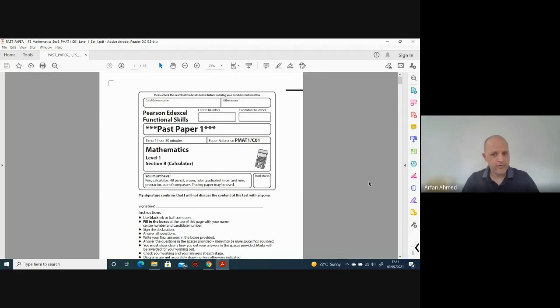Obviously this is the calculator one, so you're going to need one of these. If you don't have one, you might as well use the one on your phone. But in the exam you'll definitely get the basic calculator. So let's make a start.